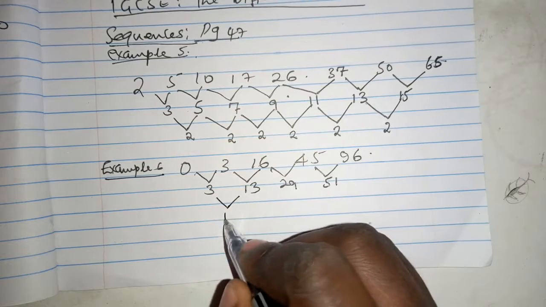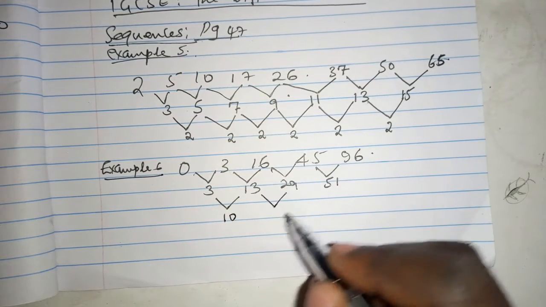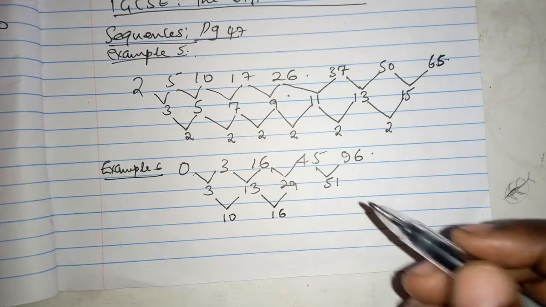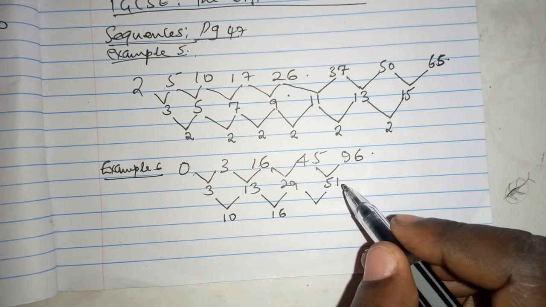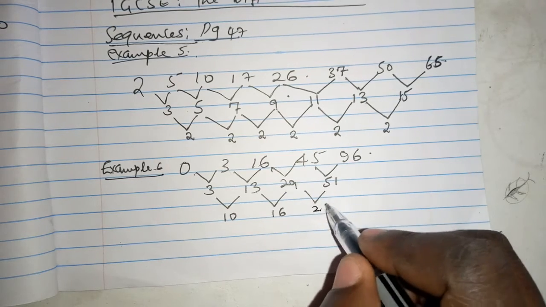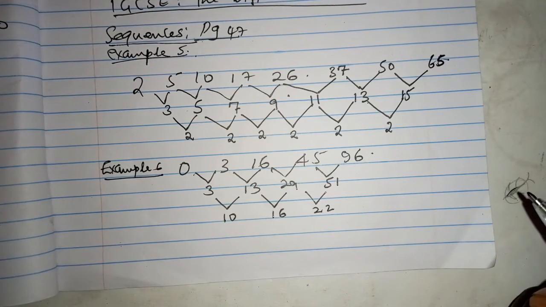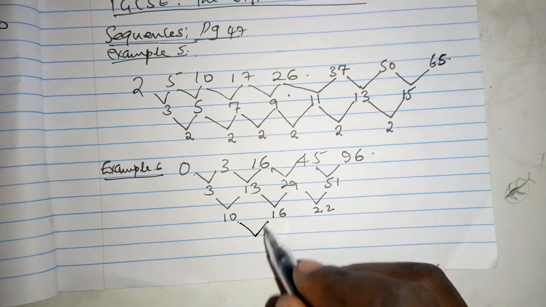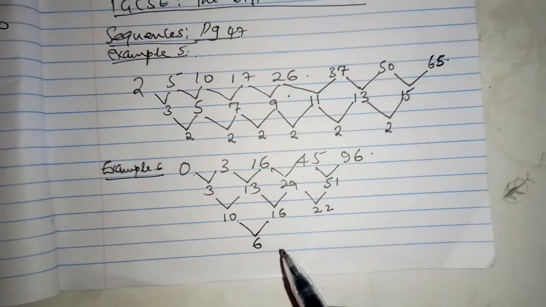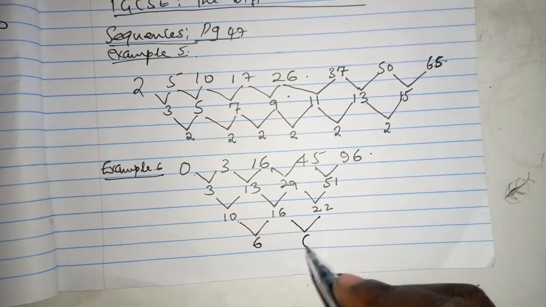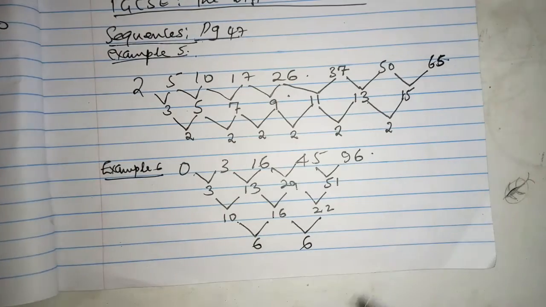There's a difference of 10 there, a difference of 16 there, and a difference of 22, since 51 minus 29 is 22. Not consistent yet. But between these, there's a difference of 6. Now we are going to the third row. Between 10 and 16 there's a difference of 6, and between 16 and 22 a difference of 6. It looks like it is now consistent.